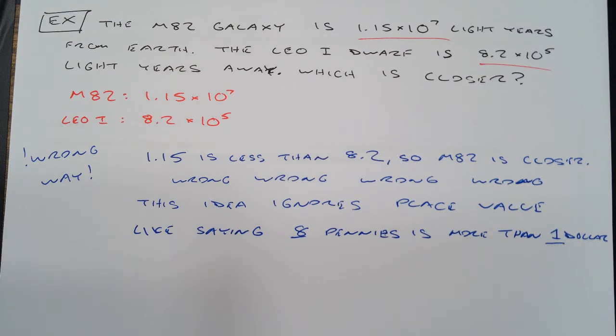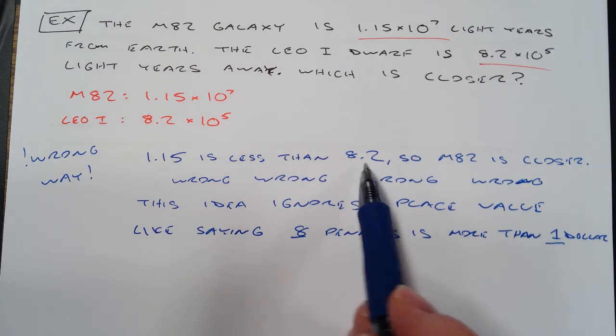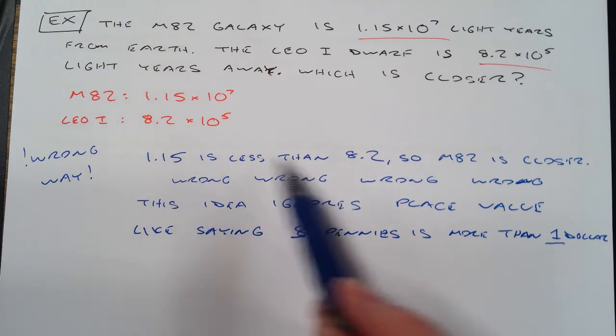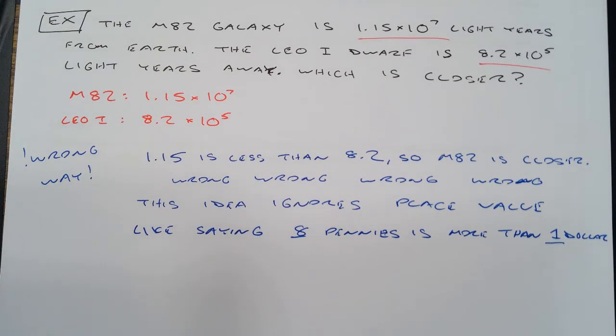They'll give you a quarter. They might give you a $5 bill because they think 8 coins is more than 1 piece of paper money. They're ignoring the value of the coin and the value of the money. People who look and say 1.15 is less than 8.2 are looking at just a piece of the information. They're ignoring the place value.